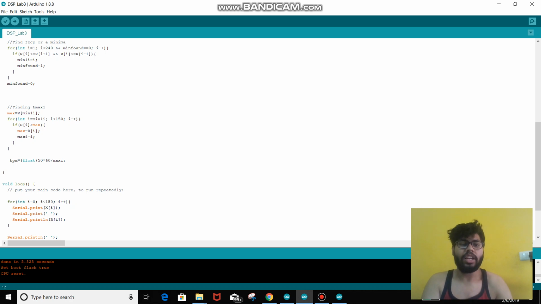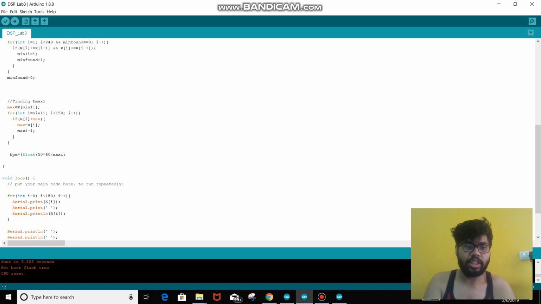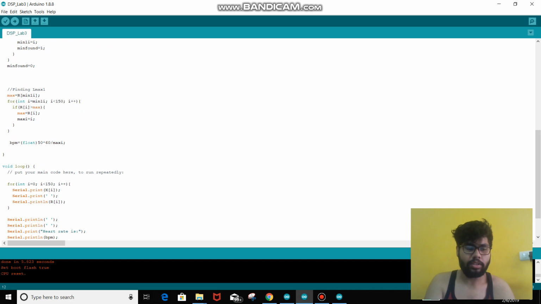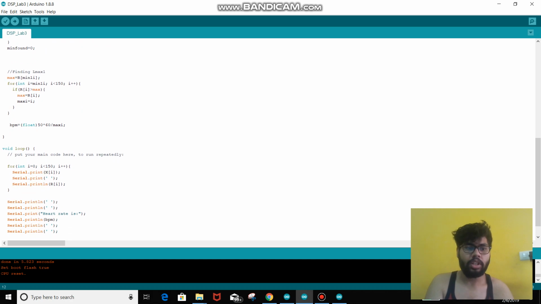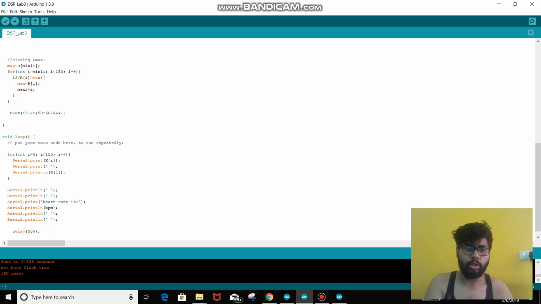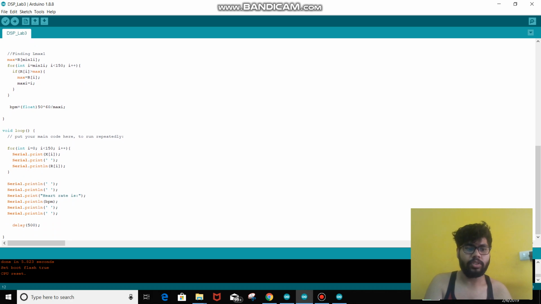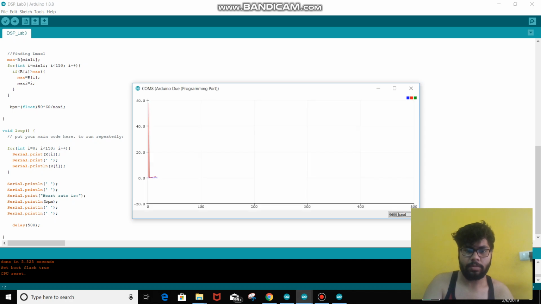At this point the calculation has been done, and we just need to print the current beats per minute. That we do in the loop, so that it is done again and again. In this case, we print both the original array as well as the autocorrelation signal, which we can see in this plotter.